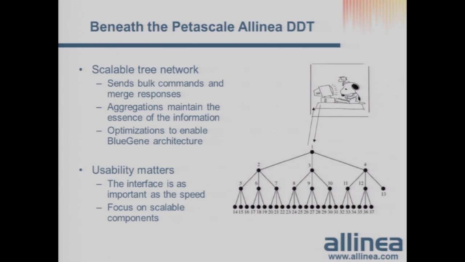And the tree is basically responsible for sending bulk commands. The GUI would send a message saying, step all the processors, into the tree. That's one message with a very small number of bytes in it. It gets broadcast through the tree, and then the processors can step. Once they've stepped, they bring back the information about where they are, merge that information back to the GUI, and display it to the user. All of that is done with a tiny amount of network traffic, giving this scalability.